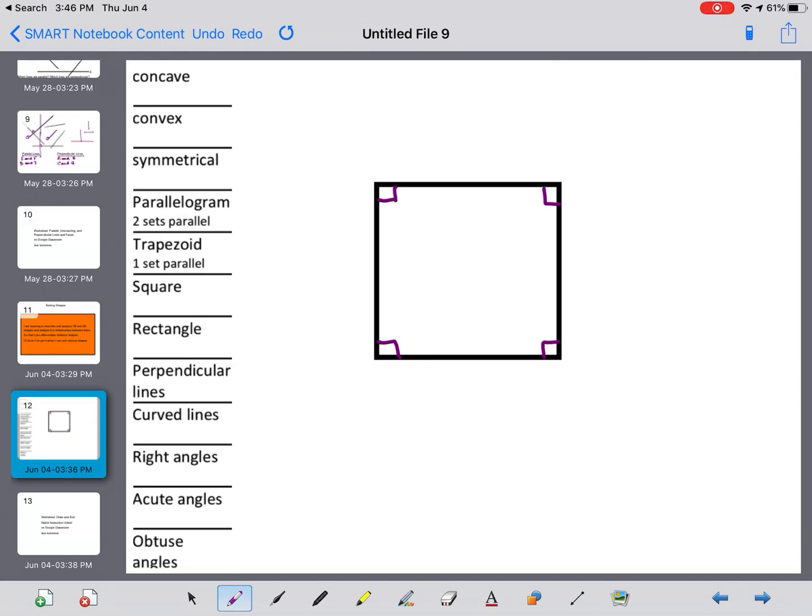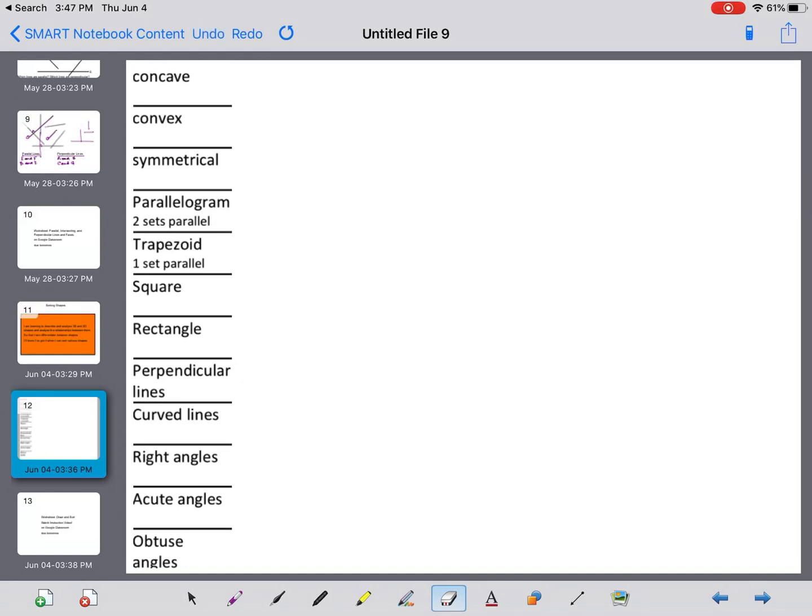But if the corner that you're testing is a little bit too small, it's not a 90-degree angle, and if it's a little bit too big, it's not a 90-degree angle. Okay? There we go. Okay, again, rectangle, I've already showed you that even in this video, but I'll show you again.